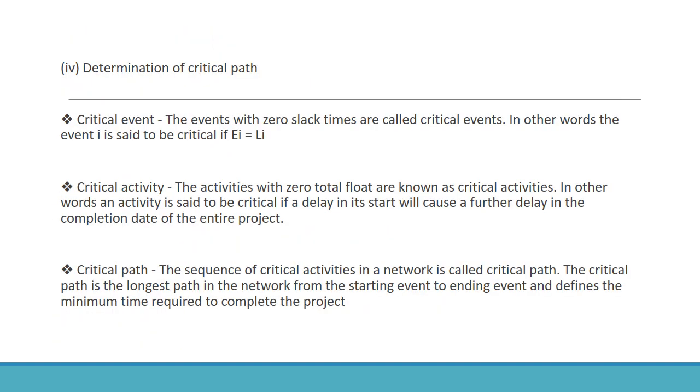Then the determination of critical path. The critical event: what is critical? The events which have zero slack are called critical events. In other words, an event is critical if E_i is equal to L_i.